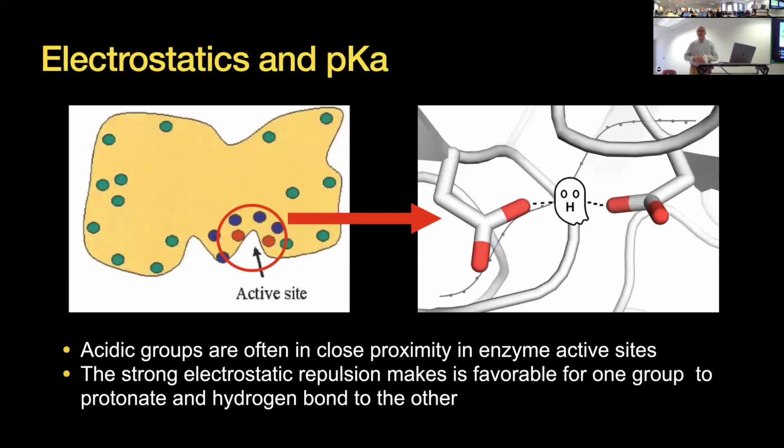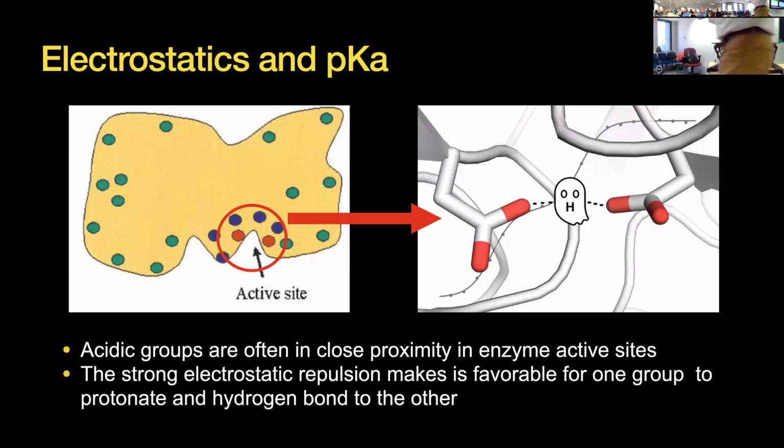Okay, just in the last little bit, we're going to talk about interactions of the tails with themselves. You may or may not know about active sites and enzymes, but often there are acidic groups that sit in active sites of enzymes. And because of their close proximity, right, these are both negatively charged. So there's a lot of electrostatic repulsion between them.